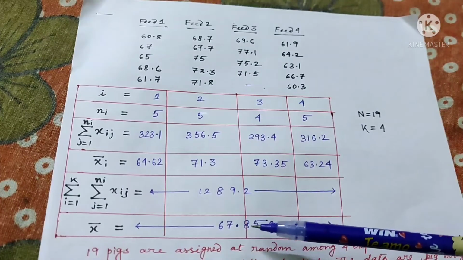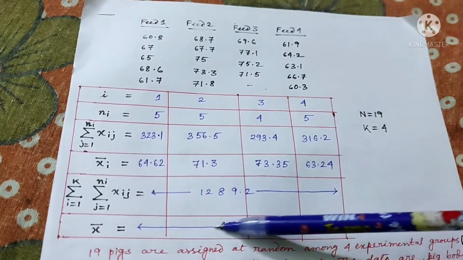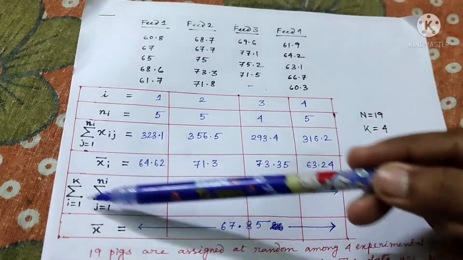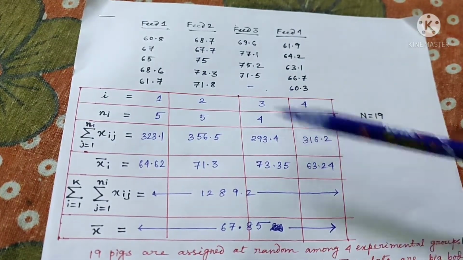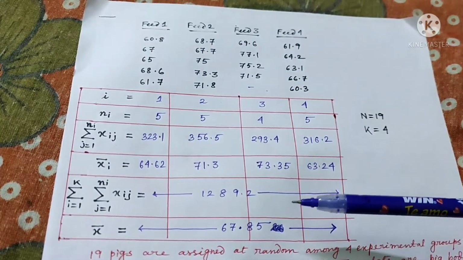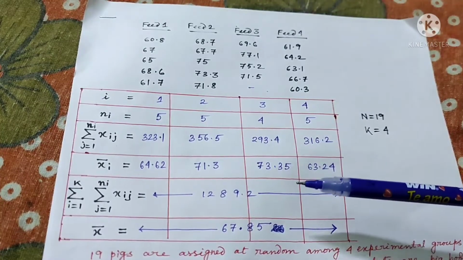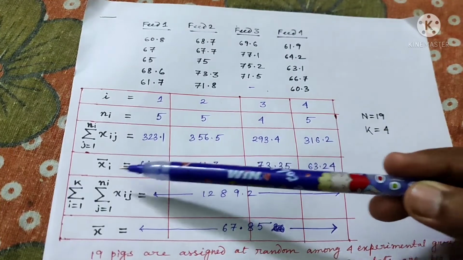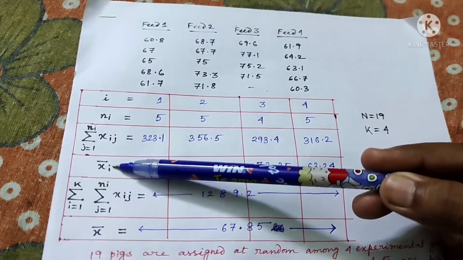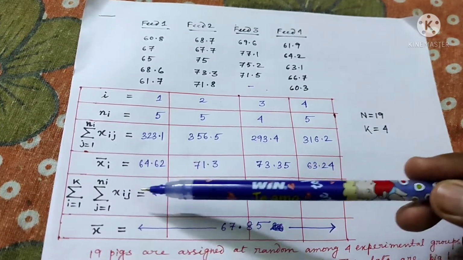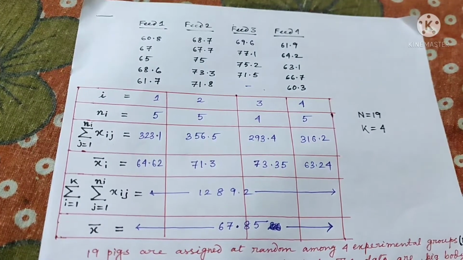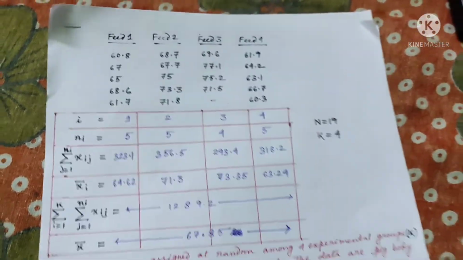So first of all, after getting the data table, you have to solve this table. After solving this table, we will solve some other equations, where we will use formulas like summation xi bar, x bar. So let's take a look at that.